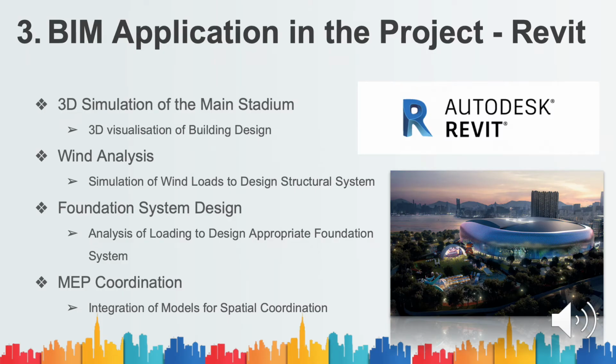Moving to the BIM application in the project, Arab, as the main contractor, takes advantage of Revit to create 3D architectural drawings, simulate the wind nodes on the building, carry out foundation design, and MEP coordination to facilitate smooth construction in the future.